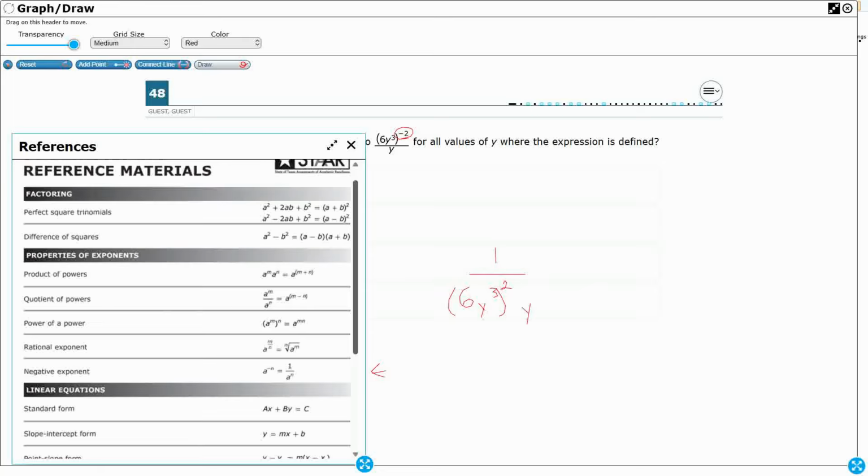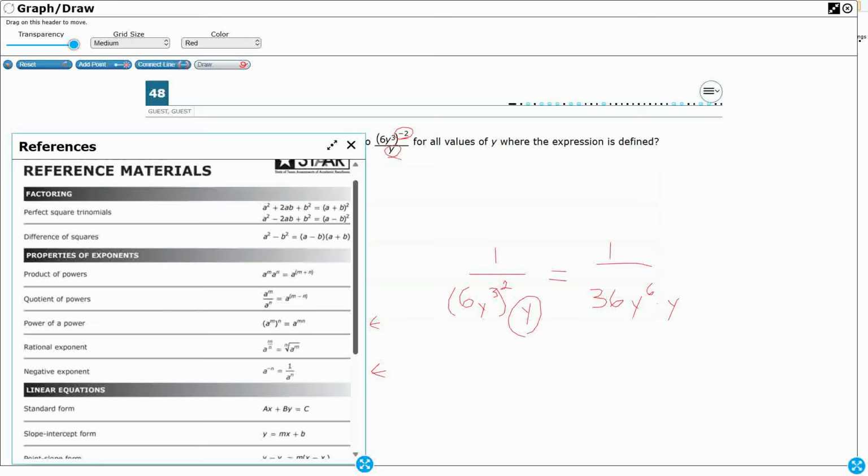Okay? So now we need the power of a power. Got to do something with this. I need to square all of this. So this is going to equal 6 squared, so that's 36. And then y cubed squared, that ends up being just 3 times 2, y to the 6th, and then I've still got that y sitting there. This lonely y has been there the entire time.